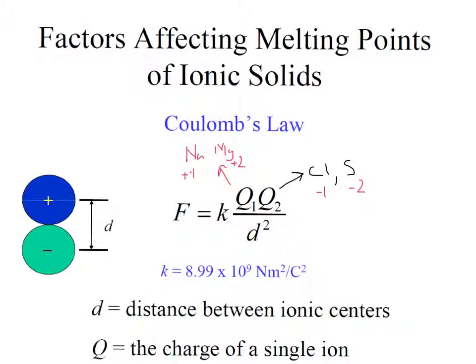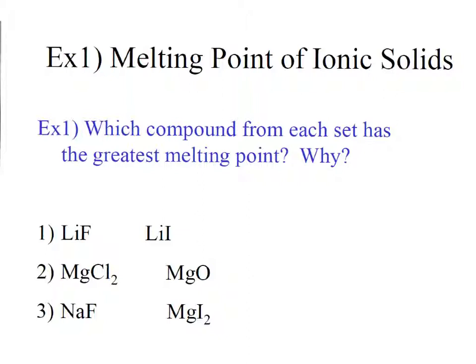Of course, the distance would also play a role. But since all 4 of these are in the same row, they're going to have relatively the same distance between their nuclei, with some change because of cations and the effective nuclear charge. But something formed with a +2 -2 like magnesium sulfide is going to have a higher melting point than something like sodium chloride that has a +1 and a -1. So think about that, think about Coulomb's law, and see if you can answer these 3, then resume the video. Which compound from each of these sets has the greatest melting point, and why?